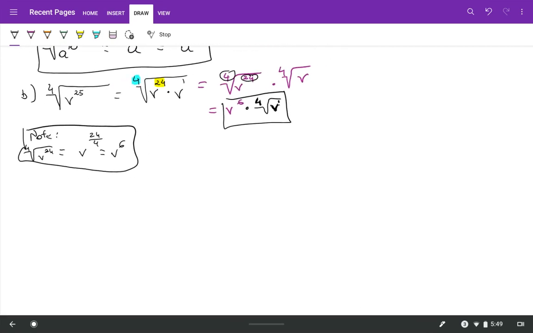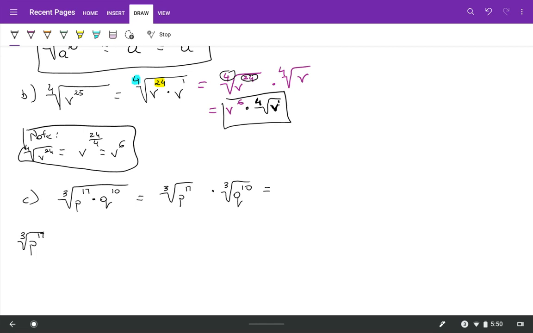And let's do C. So we have the cube root of p to the power of 17 times q to the power of 10. So I'm going to rewrite that as cube root of p to the power of 17 times cube root of q to the power of 10. So first, I'm going to simplify the cube root of p to the power of 17.